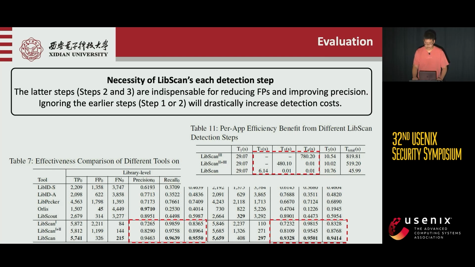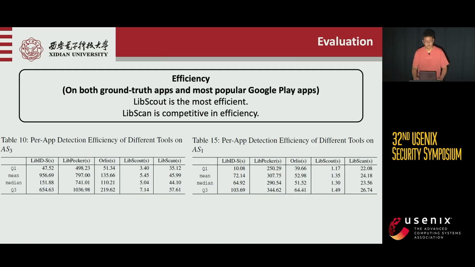Then we investigated the necessity of each step of LibScan. We can see step 2 and step 3 have obvious positive effects for reducing false positives and improving detection precision. Also, if we ignore step 1 or step 2, it will increase the number of class correspondences delivered to the costly step 3 and also increase the detection cost. So we can conclude that all the steps of LibScan are necessary.